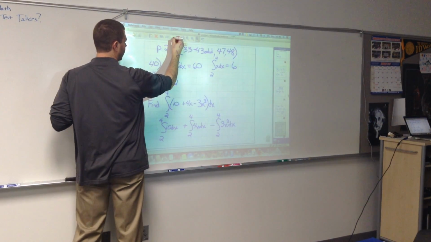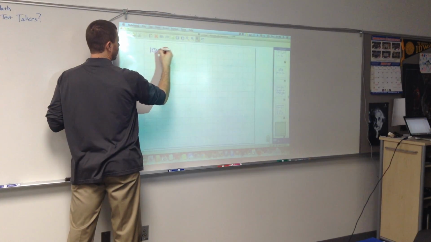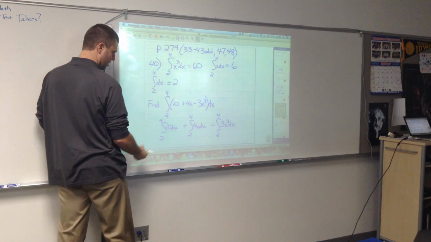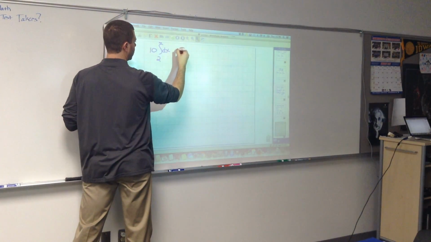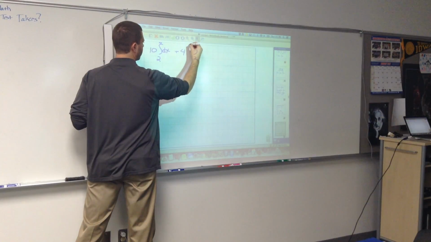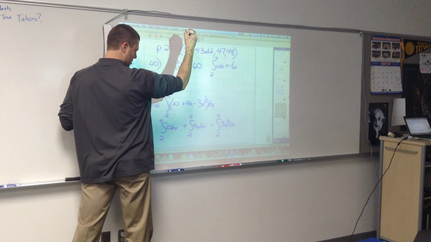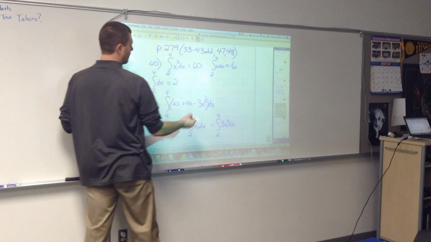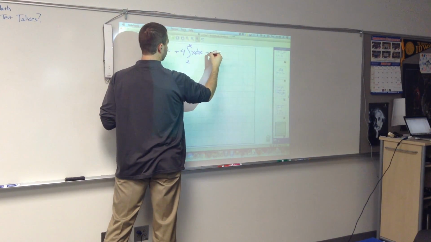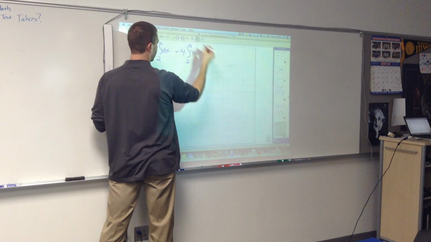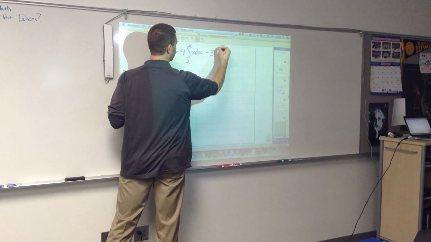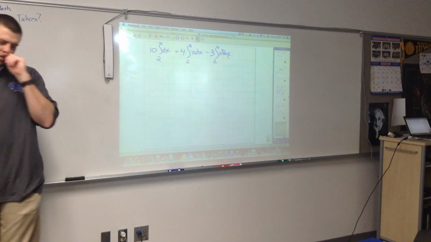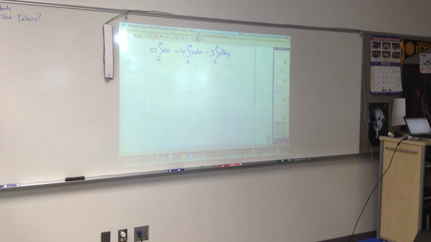So by doing that, I'd have 10 times the integral from 2 to 4 of dx plus 4 times the definite integral from 2 to 4 of x dx minus 3 times the integral from 2 to 4 of x cubed dx. Some of you probably aren't going to have to write out all these steps, you can see where we're headed with this.